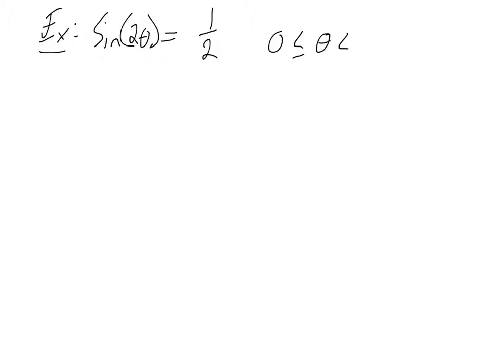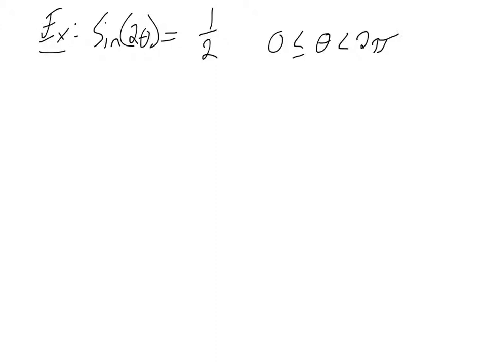In a more complex manner here, what if I have a situation like the following, where I have sine of 2 theta now is equal to 1/2, and I'm specifying that theta has to be between 0 and 2 pi, not including 2 pi. So I've restricted the domain.